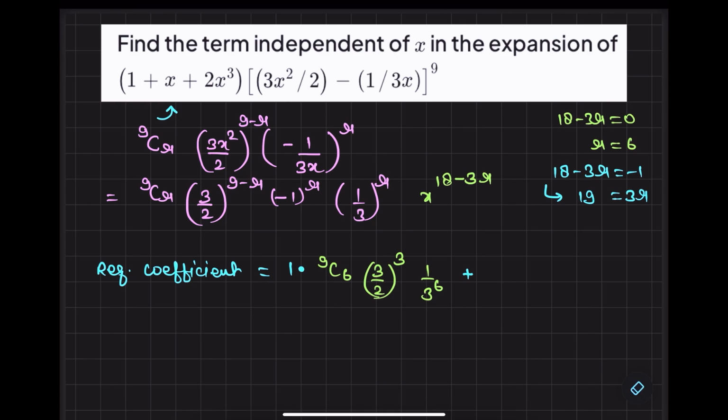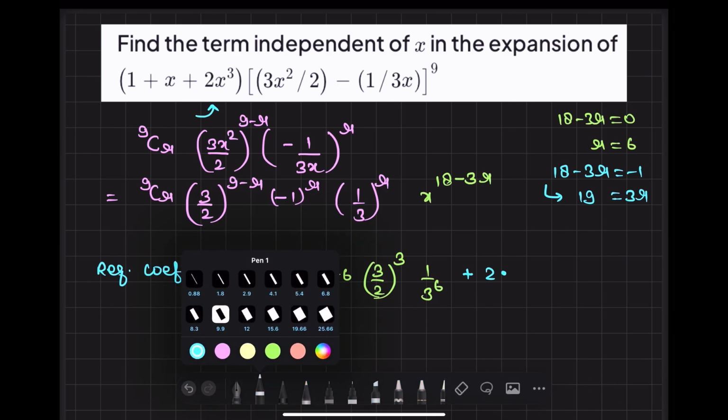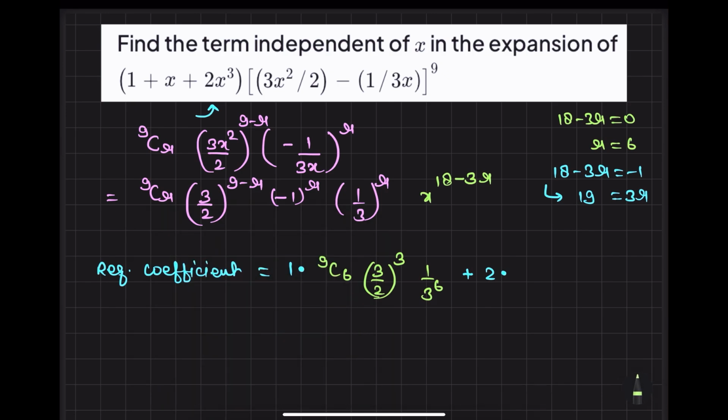Now let's move on to the third member of your team. If he wants to fight, he is 2 and he is having x power 3, so he will fight with the person who is having x power minus 3. Then only if it is multiplied, it will become x power 0. So we wish to make 18 minus 3r equal to minus 3. So 3r is 21. So this means r should be 7. Okay, now let's take r to be 7.